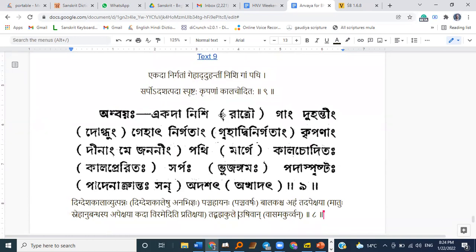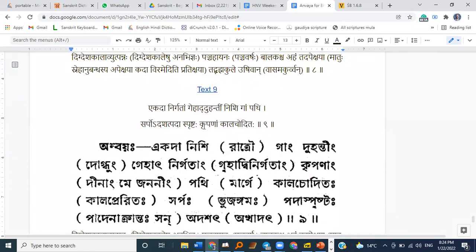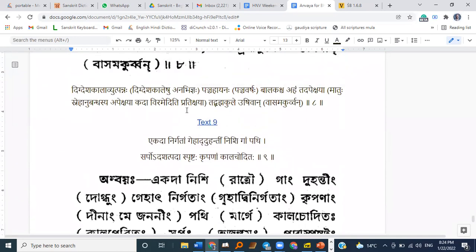So, yes, it's nice. Narad Muni is revealing his previous birth. And that too, not just about himself, his mother, and the details, the macro details.